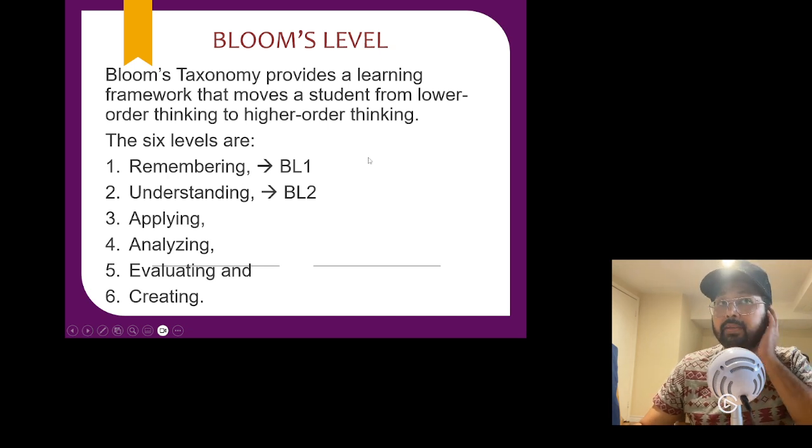As I explained, Bloom level 1 and Bloom level 2 are remembering and understanding tests. Bloom's taxonomy provides a learner framework that moves a student from lower order thinking to higher order thinking. There are 6 levels: 1 is remembering, 2 is understanding, 3 is applying, 4 is analyzing, 5 is evaluating, and 6 is create. These are the upper layers of testing knowledge, but luckily in the ITIL 4 Foundation test, you will get only Bloom level 1 and Bloom level 2 questions.